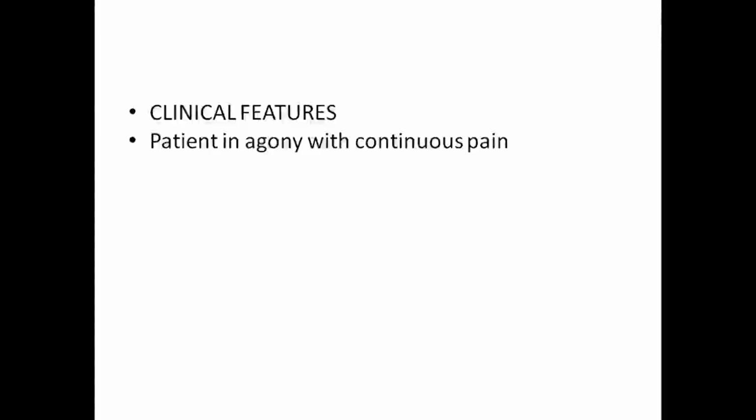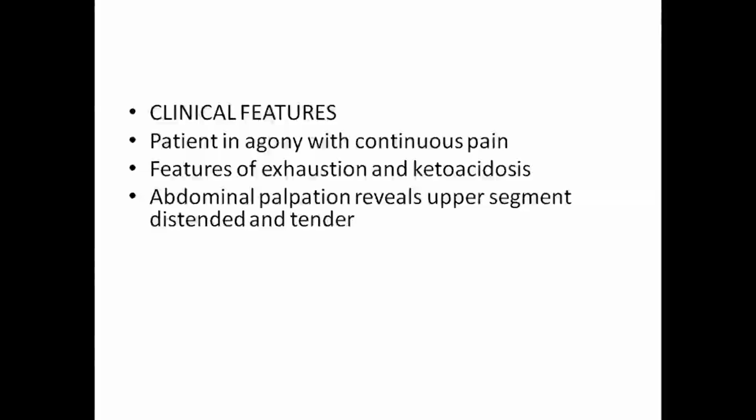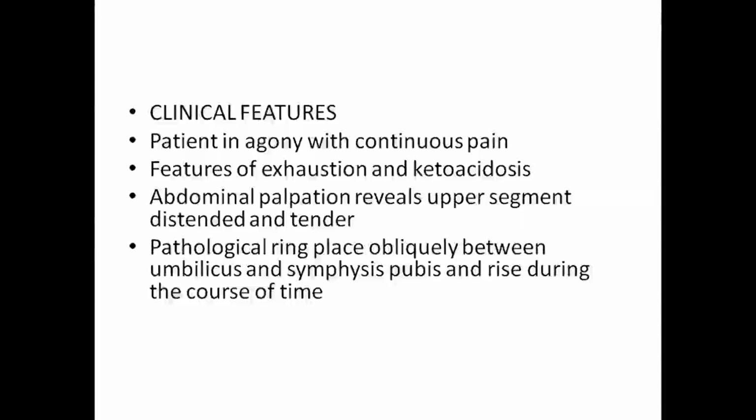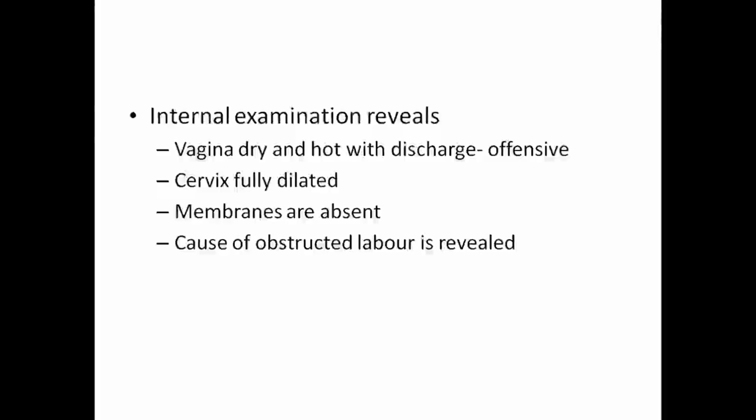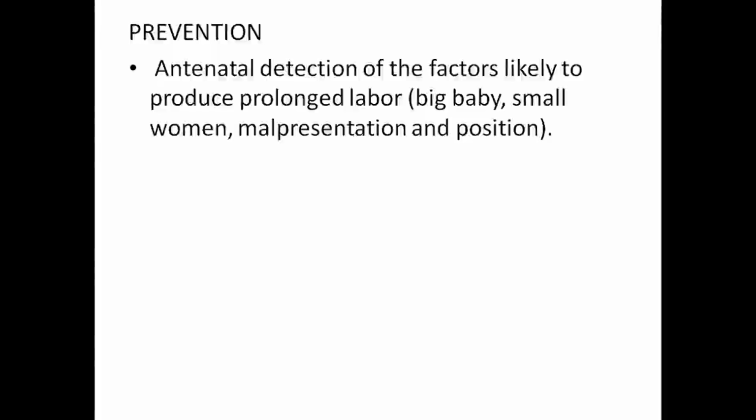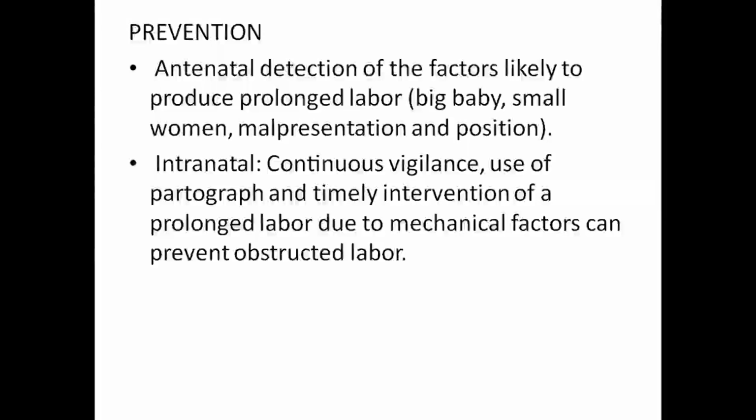Clinical features: the patient is in agony with continuous pain, with features of exhaustion and ketoacidosis. Abdominal palpation reveals the upper segment distended and tender, the pathological ring placed obliquely between umbilicus and symphysis pubis and rising during the course of time. Fetal parts may not be well defined, FHS usually absent. Internal examination reveals vagina dry and hot with discharge, cervix is fully dilated, membranes are absent. The cause of obstructed labor is relieved. Prevention: antenatal detection of factors likely to produce prolonged labor like big baby, small woman, malpresentation, malposition; intranatal continuous vigilance, use of partograph, and timely intervention of prolonged labor due to mechanical factors can prevent obstructed labor.